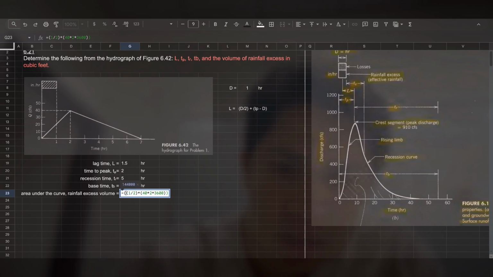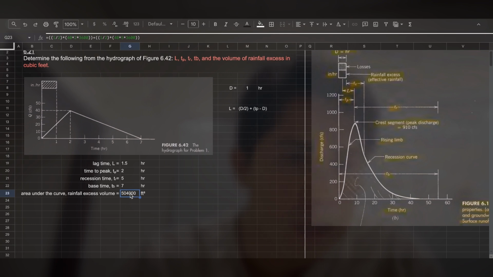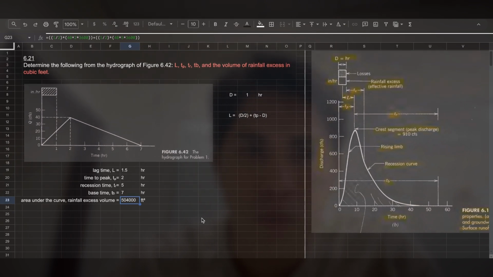Let's close that in parentheses. That's the first triangle. Now let's add the second triangle, and it's going to be a very similar approach. 1/2 times 40 times, in our case, 7 hours minus 2, which is 5, times 3600 to get it into seconds so they can cancel. Hopefully this gives us the area, and that's right, this is what I got. So this is your answer. This will be the rainfall excess volume in cubic feet. And this is what you need to do for this problem 6.21.